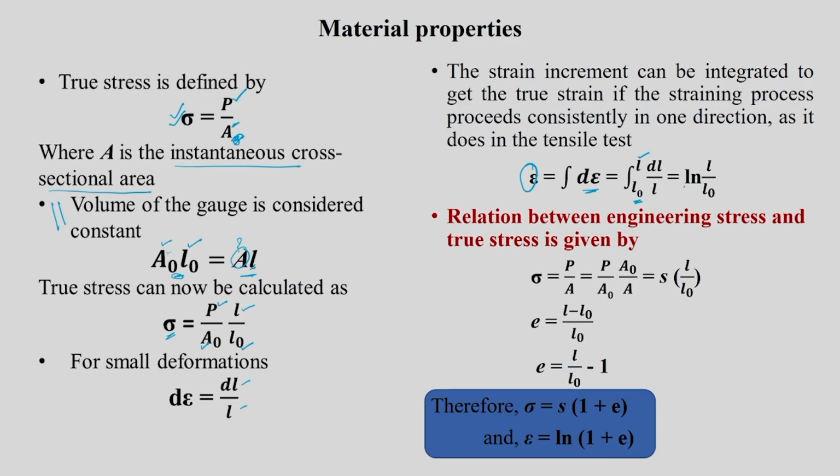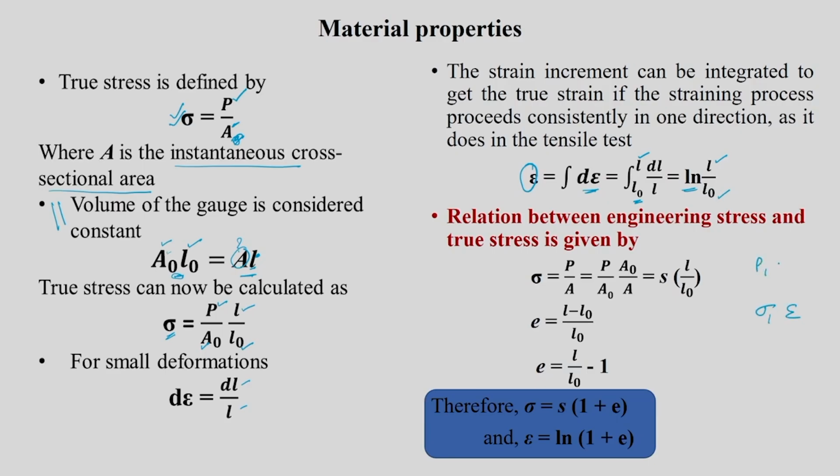Wherever you want to calculate, you can calculate it. So, L will give you ln of L by L naught, where L is your instantaneous gauge length and L naught is your initial gauge length. This is also known to you, because L is known here itself. The same L will come, and L naught is, let us say, 50 mm. So, now you have sigma and epsilon.